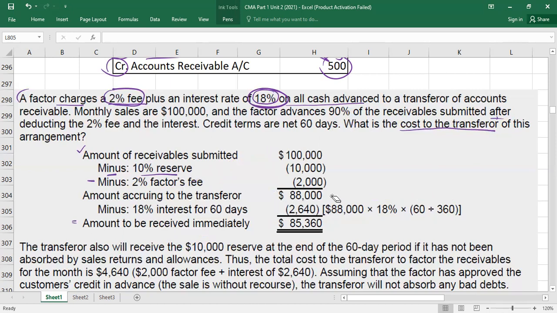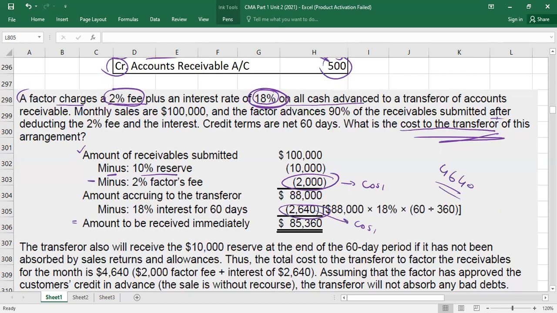Now, please remember, because he's asking what is the cost to the transferor in the question. The cost is the factor fee, plus this interest. So the total cost is going to be how much? Add these two values: 4,640. This is the answer.